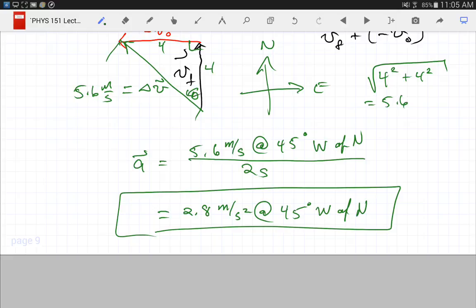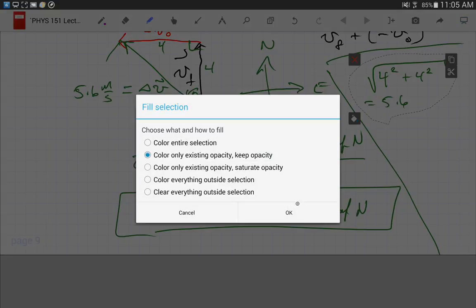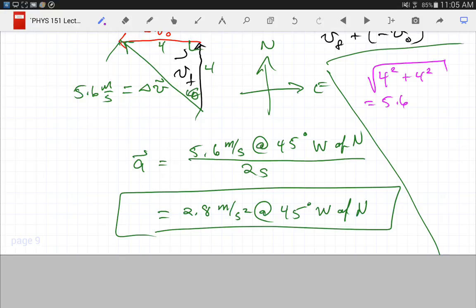So if I call this theta, I'm sorry, my colors are now all out of whack with anything educational, but I can change them. So now magenta is the analytical method. So I used the Pythagorean theorem to find the magnitude of the change in velocity. And then I used, and actually I think I'm going to write this out more clearly. I have tangent of theta is equal to the opposite side, 4 meters per second, divided by the adjacent side, which was also 4 meters per second.